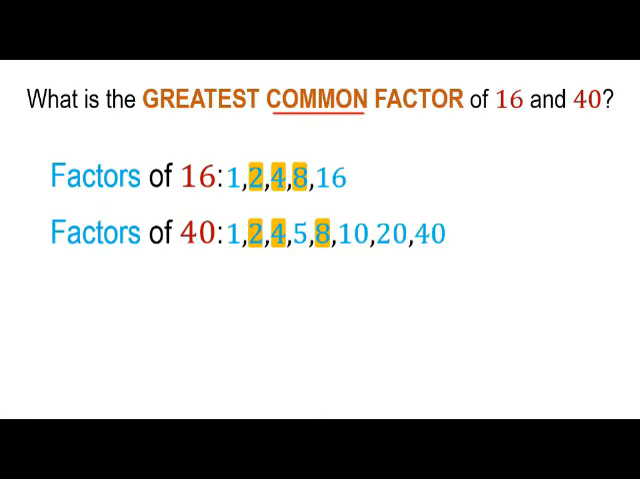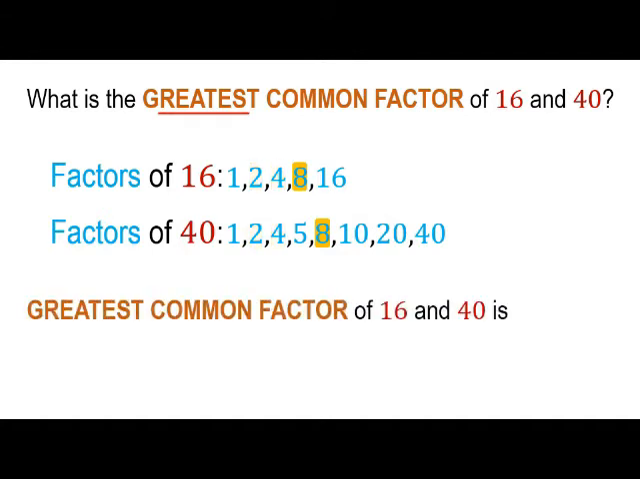Right? So these are the common factors of 16 and 40. Last, we need to pick the greatest common factor. So we can easily pick 8 as the greatest one. Right? So we can see that the GCF of 16 and 40 is simply 8. Okay, so I hope you have easily understood the concept of greatest common factor and how we can find it.